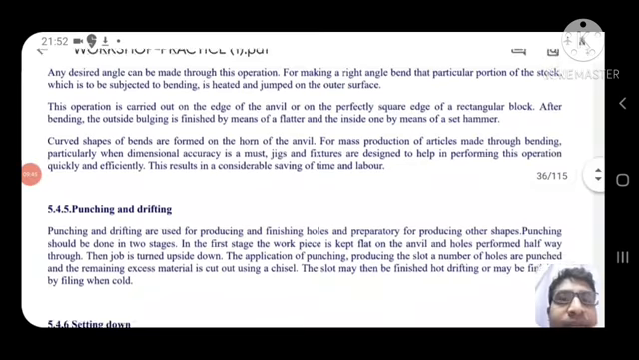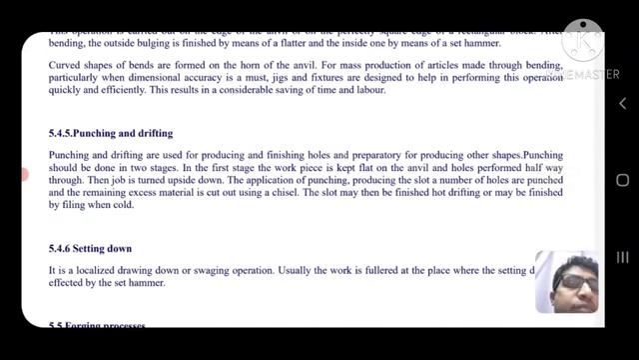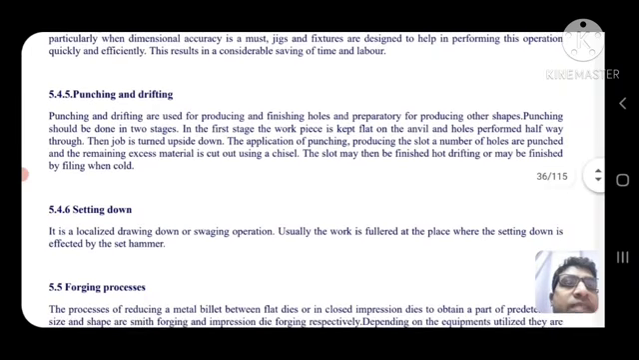Curved shapes of bends are formed on the horn of the anvil. For mass production of parts made through bending, particularly when dimensional accuracy is a must, jigs and fixtures are designed to help in performing these operations quickly and efficiently. This results in a considerable saving of time and labor.